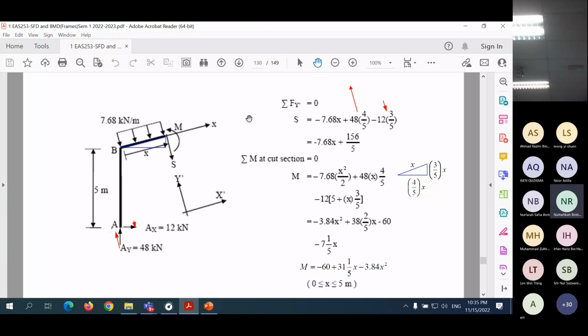Okay. Now class, I think I have almost finished here. Now, moment at cut sections, there are two ways we can consider, but the main thing, class, to remember is that moment is force multiplied by perpendicular distance. So this moment here is from here. This is 90 degrees, okay?